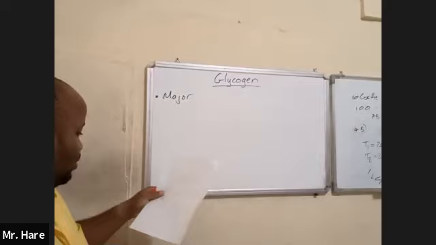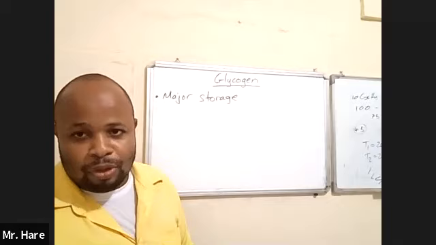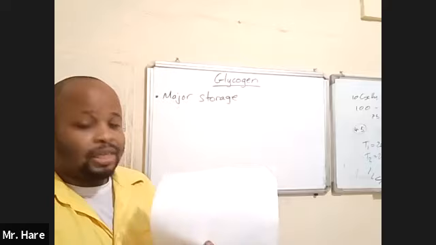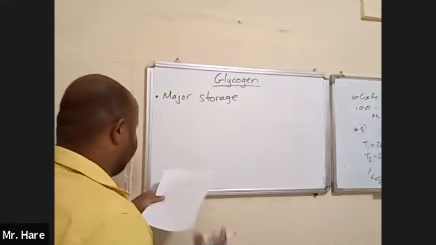All right, so glycogen is the major storage polysaccharide. As we know, glycogen and starch have a storage role and cellulose has a structural role. If you notice, cellulose is unbranched. Starch and glycogen are branched.